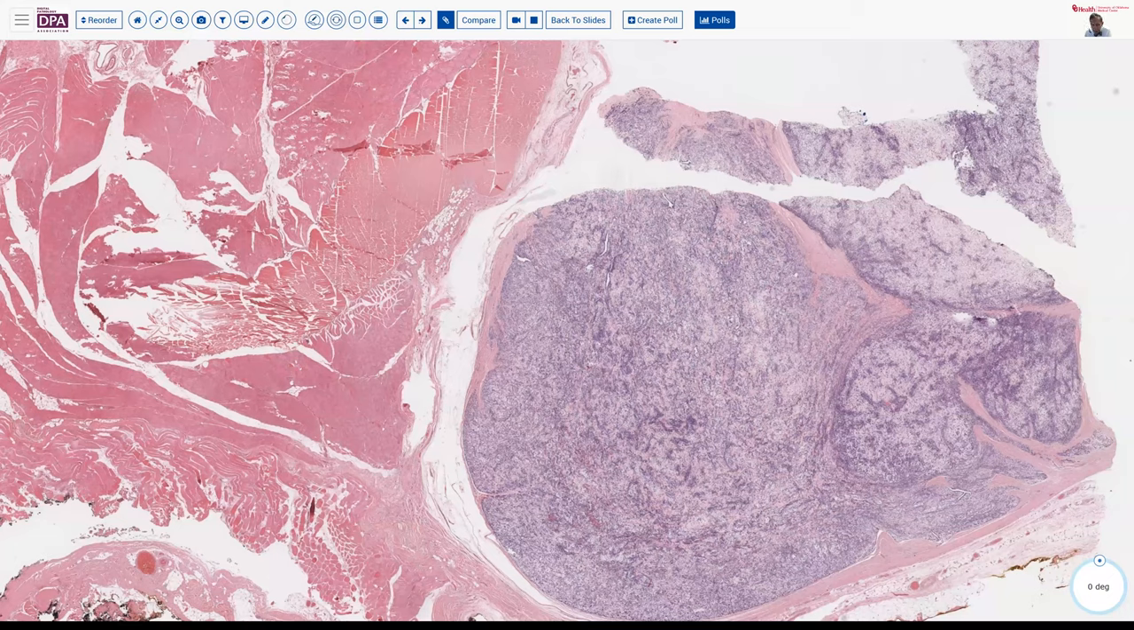Next question, S100 done. So S100 can be useful in identifying cartilaginous cells. It could be useful in mesenchymal chondrosarcoma. I believe there's some specific mutations that are associated with mesenchymal chondrosarcoma that can also help to nail down that diagnosis, but I don't have them right at the tip of my tongue.